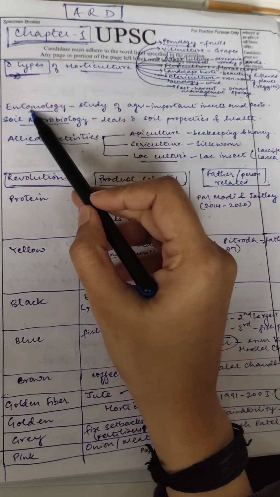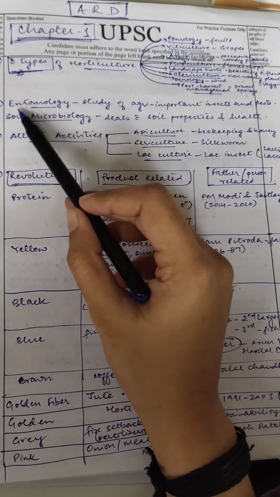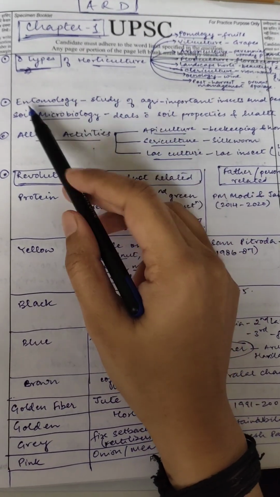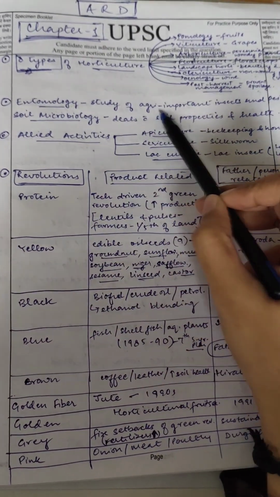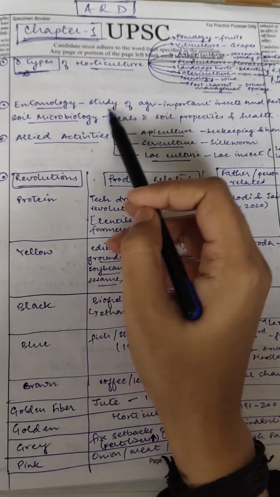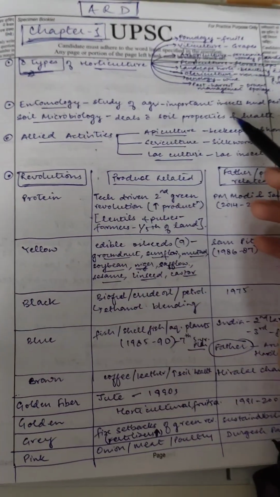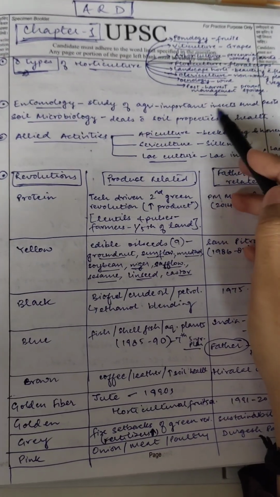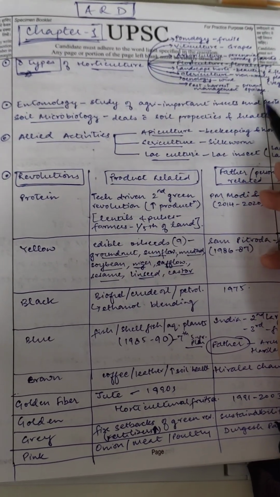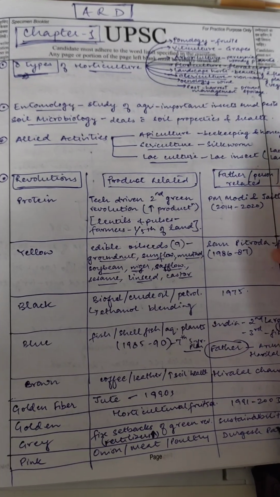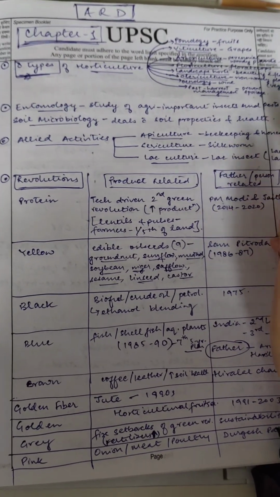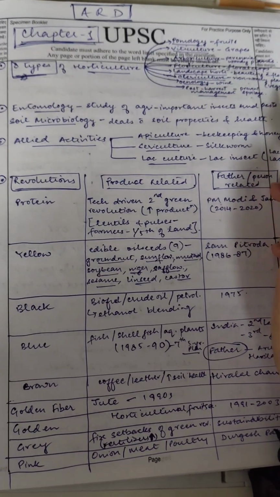Now coming to the other factors and studies. Entomology: these are the terms which are very important as far as the exam is concerned. Entomology is the study of agriculture related to important insects and pests. They study what kinds of insects and pests are there, and what can be done about them, like insecticides, herbicides, weedicides and all.